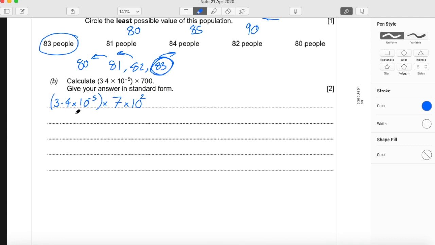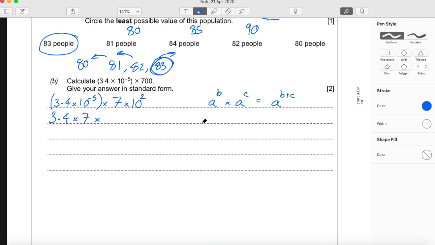So what we can do here is 3.4 times 7. And because these two 10s are on the bottom, we can just add the powers, because that's a rule we have in maths. A to the power b times a to the power c is the same as a to the power of b plus c. So that's just a rule we have in maths.